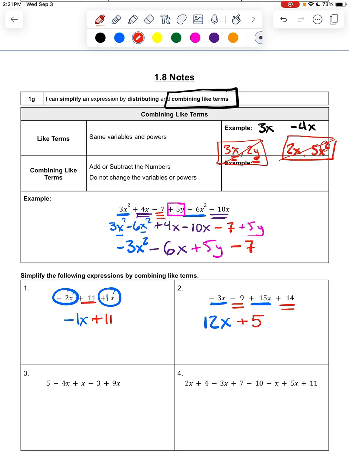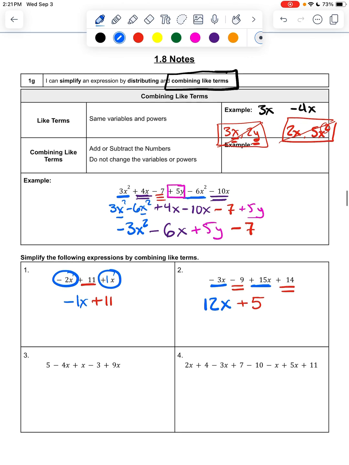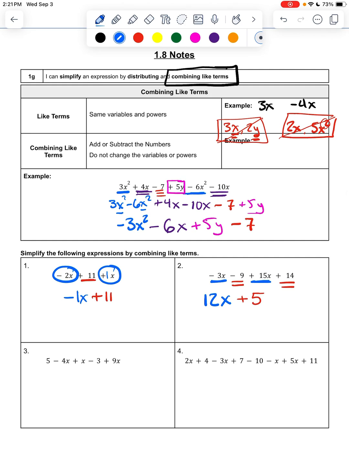It's entirely possible to have like terms have more than 2. We're just going to combine all the ones that are the same type. So in this expression in number 3, I see negative 4x, plus x, and plus 9x. All 3 of those are like terms because they all have an x in it and they all have the same exponent. When I add those together, negative 4x plus x, well, that's negative 3x. Plus 9x becomes positive 6x's.